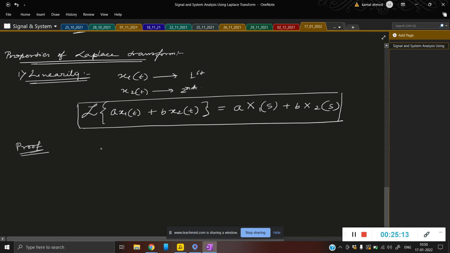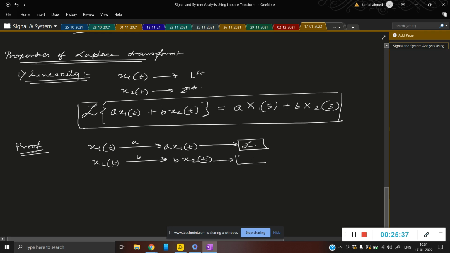Now we will prove it. That is, suppose x1t, a is the coefficient, a x1t, x2t, b is the coefficient, b x2t. Now, in both cases, we have to give Laplace transform, and it will give you a x1s and b x2s. Now we have to prove the linearity property.